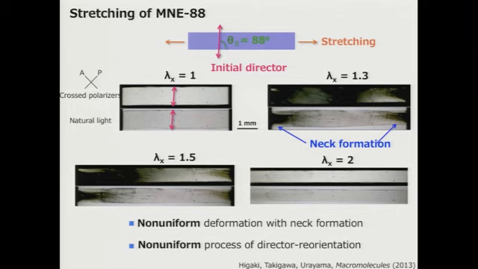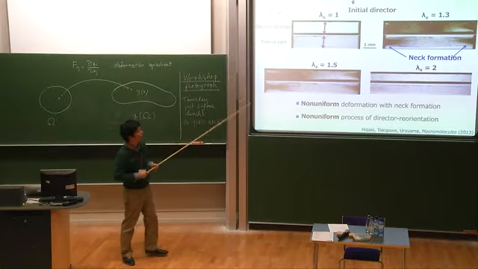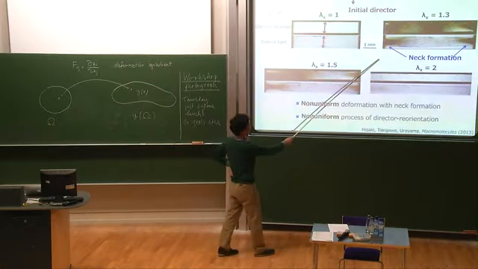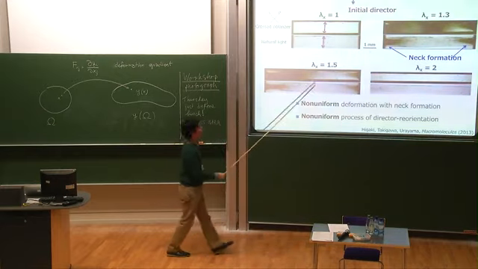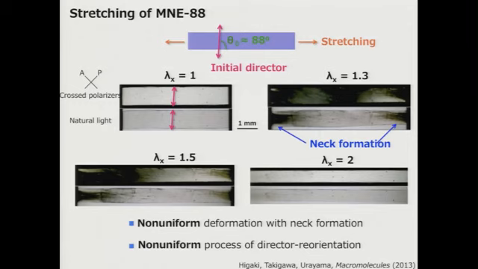So in this case, the process becomes macroscopically non-uniform. This one is the undeformed state, but in the case of 30% stretch, we see a formation of necking. The necking occurs at two places. The sample also became opaque. If you stretch further, the necking propagates, and finally, in the case of 100% stretch, the sample becomes totally uniform, totally transparent.